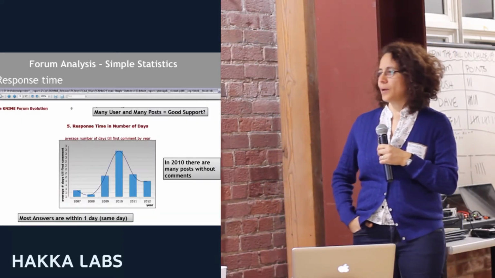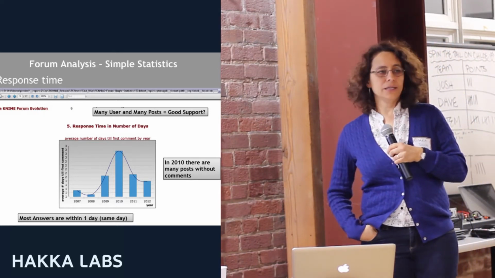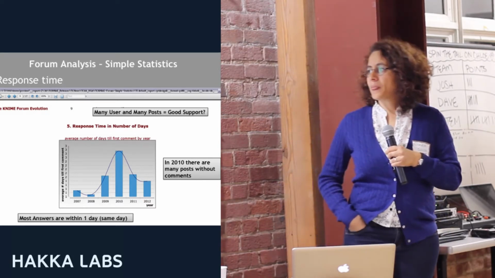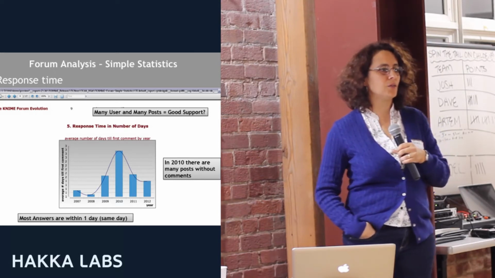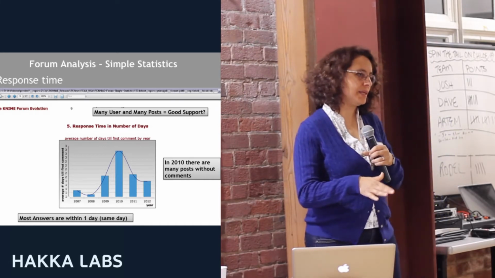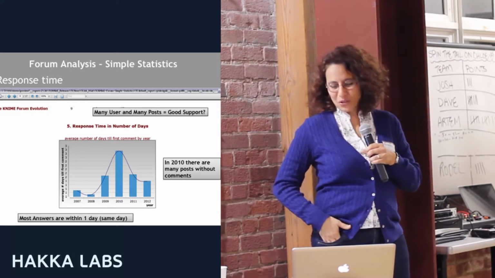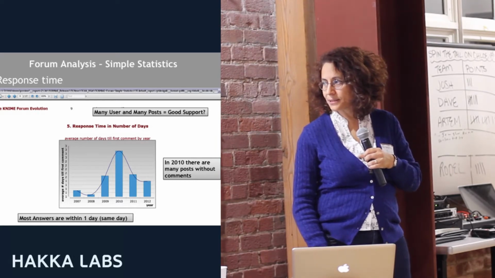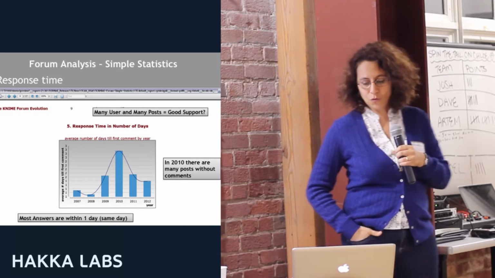Okay, so many users, many posts. Does it mean that that's a good support? So now I check the response time in number of days. So this is per year, again, the average number of days until I get the first comment. So 1 means it's the same day, because I started counting from 1. So you see that in most of the years you need maximum 2 days, so until tomorrow, until you get an answer. So that's pretty comforting.